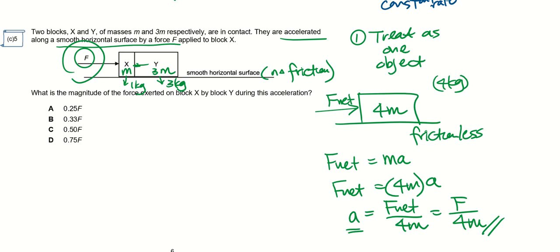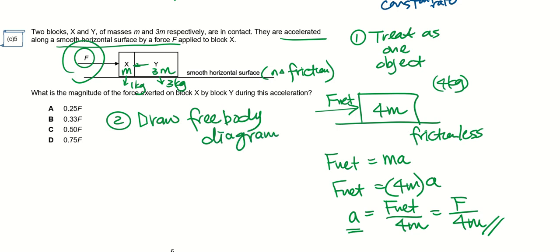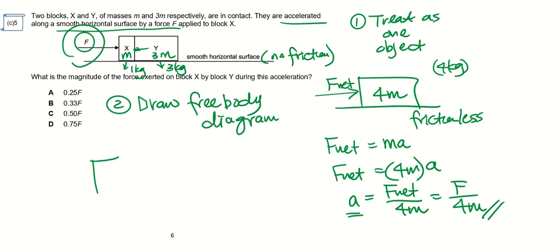They must move with the same acceleration. So this is after we treat this as one object. So the second step is to draw your free body diagram. That means now I have actually two bodies, so I need to draw two free body diagrams. So this is my x, and the mass is m.